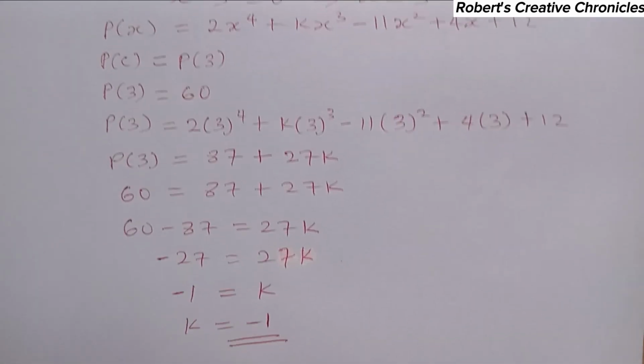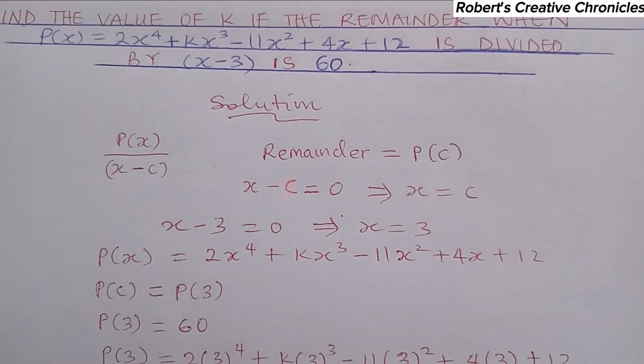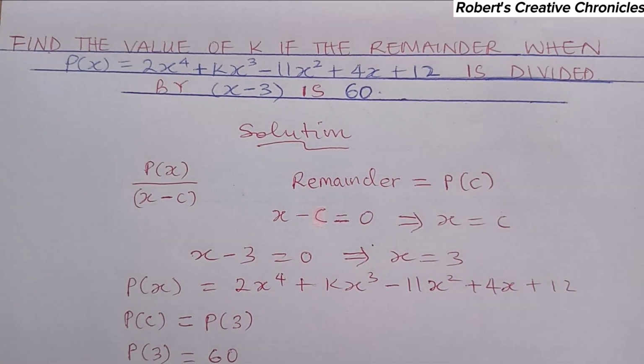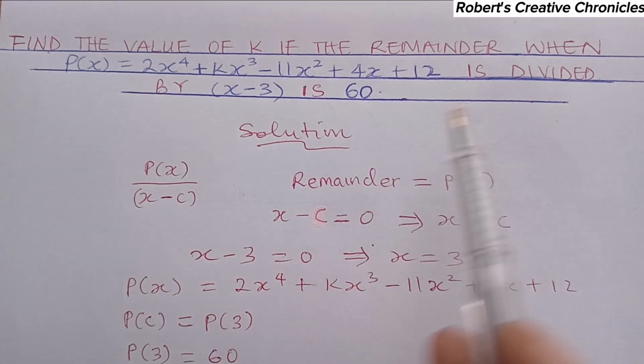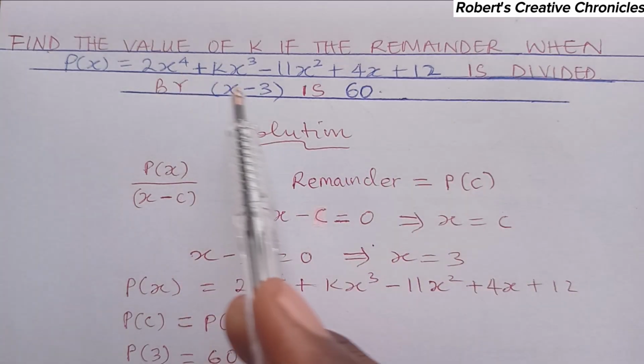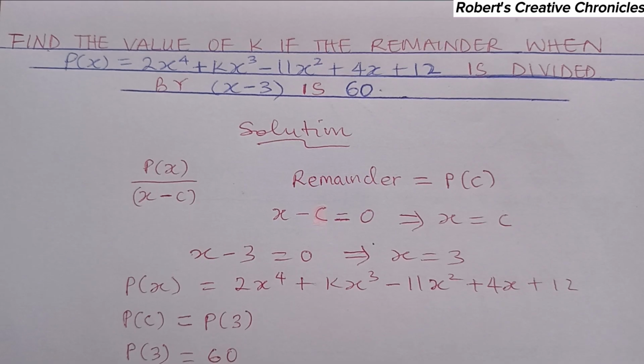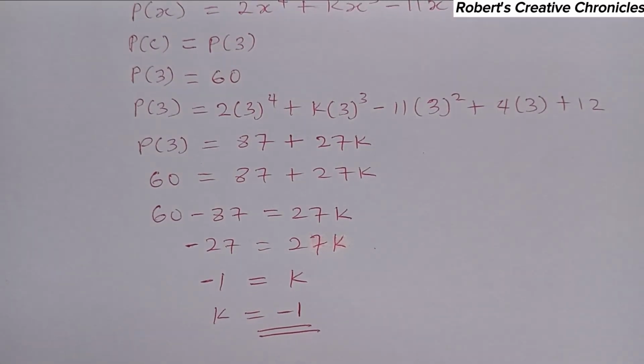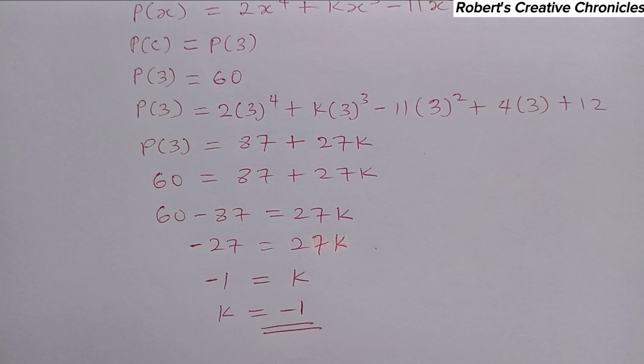So now, the value of k, if the remainder is 60 when this polynomial is divided by this polynomial, is negative 1. From the calculation, it's negative 1. So that's it. I hope you understood this episode.